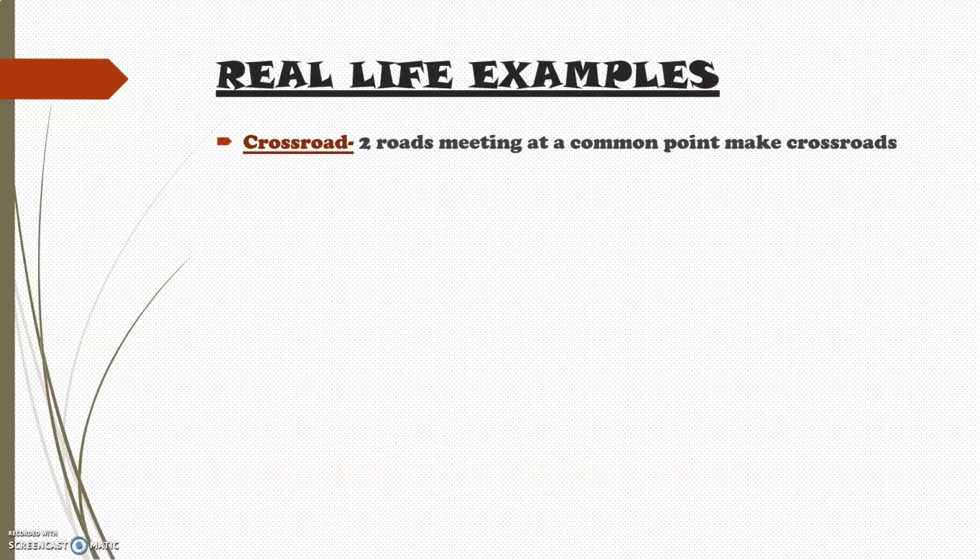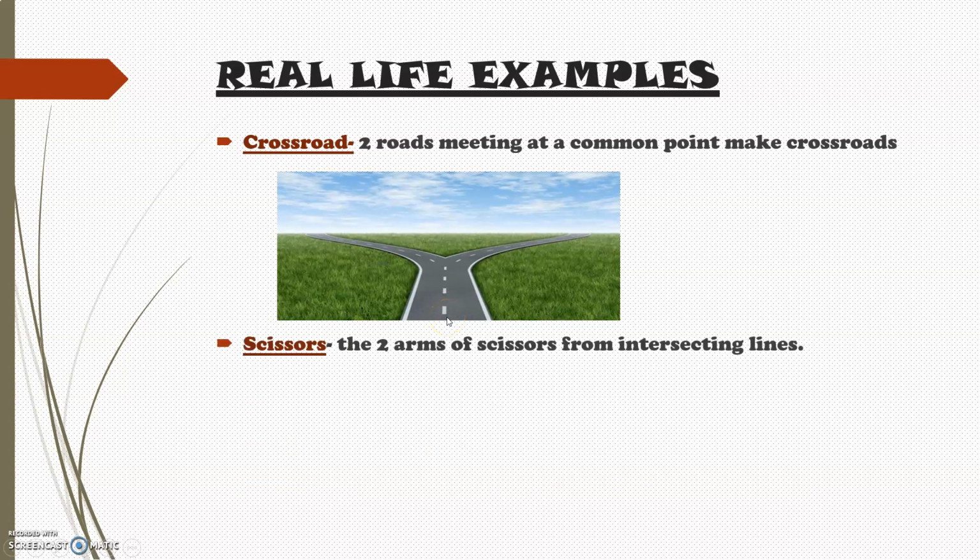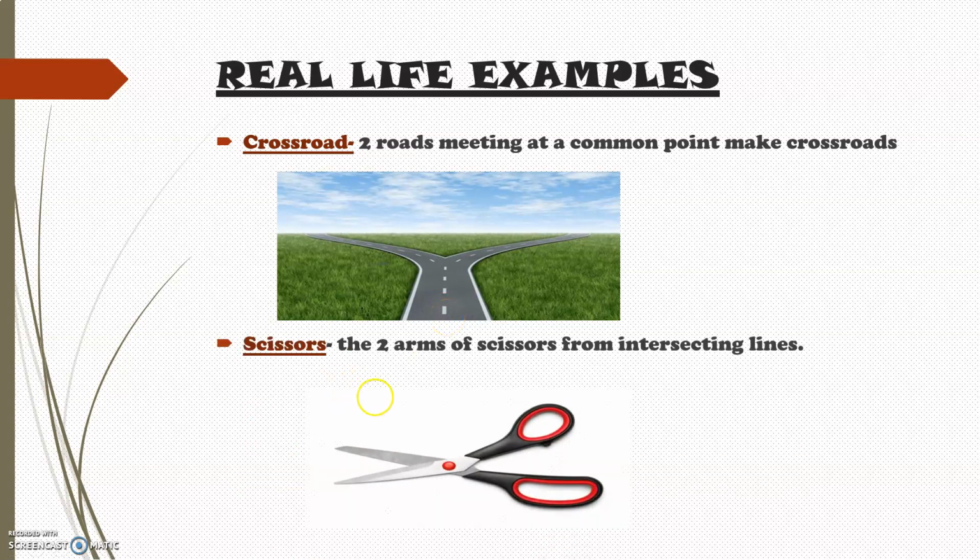So here are some real life examples of intersection. Here is the crossroad. Two roads meeting at a common point make the crossroad. Here is the image, where the two roads are intersecting at one point. And the scissor: the two arms of the scissor form intersecting lines. Here the two arms are intersecting at one particular point. These are real life examples which we see in day to day life.